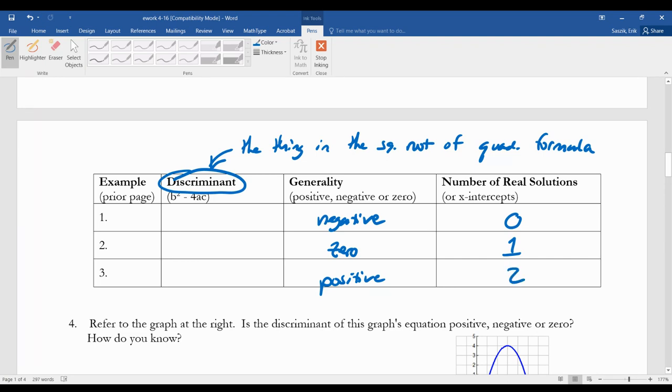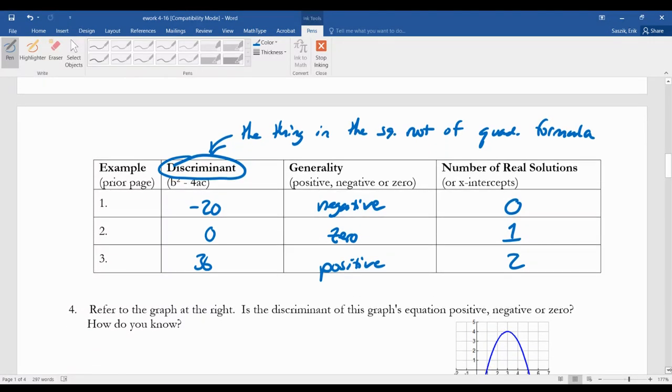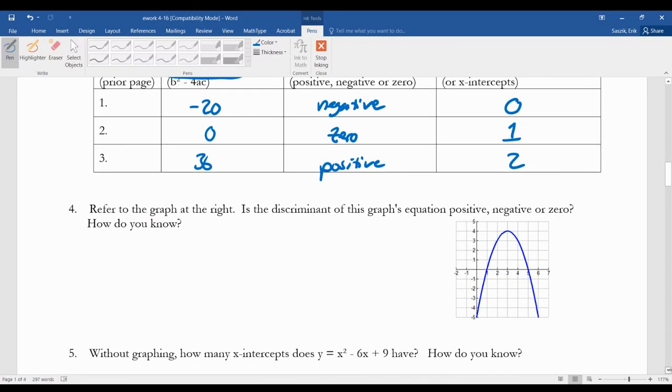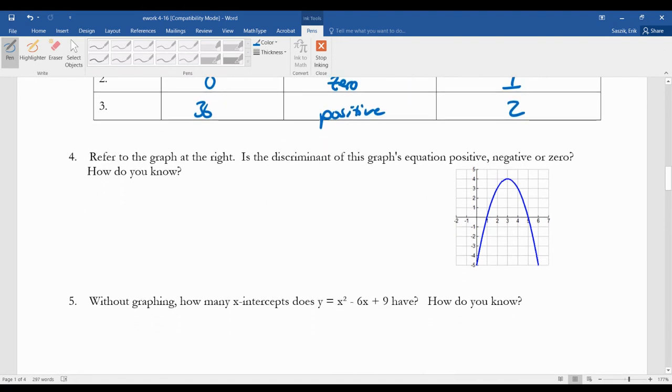Okay? So for example, on the previous page, that thing that was in the square root, the b squared minus 4ac, came out to -20. That was negative, no solution. Then in the second one, it was 0, one solution. And the third one's 36, positive, 2 solutions. So you're only going to have 0, 1, or 2 solutions. A lot of times with certain problems, we don't always need to know what the solutions are. We just need to know if there are any solutions or how many solutions there would be. Okay?